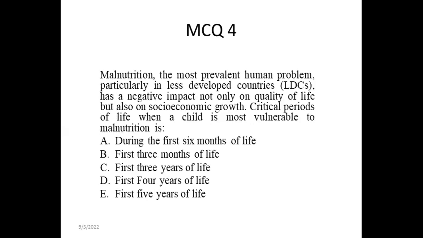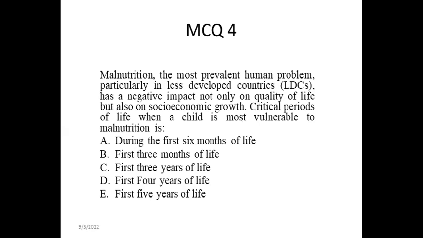MCQ 4. Malnutrition, the most prevalent human problem, particularly in less developed countries, has a negative impact not only on quality of life but also on socioeconomic growth. The critical period of life when a child is most vulnerable to malnutrition is: A, during the first 6 months of life; B, during the first 3 months of life; C, the first 3 years of life; D, the first 4 years of life; E, the first 5 years of life.